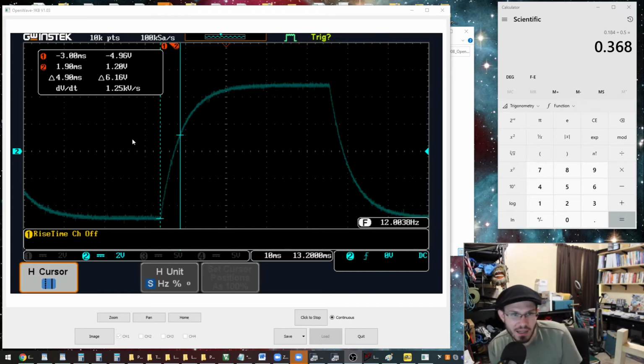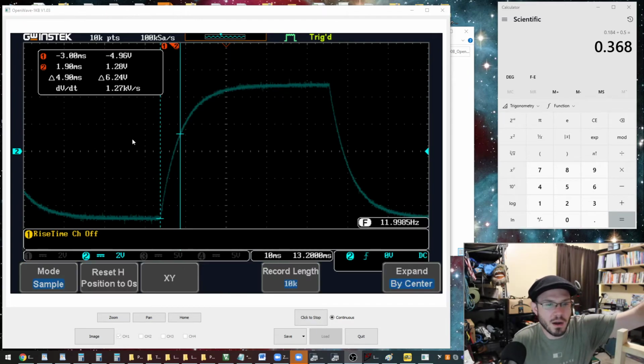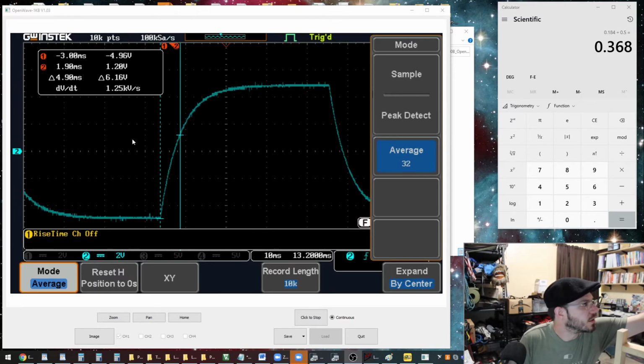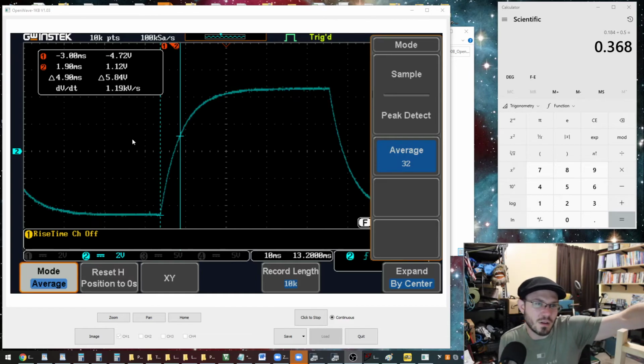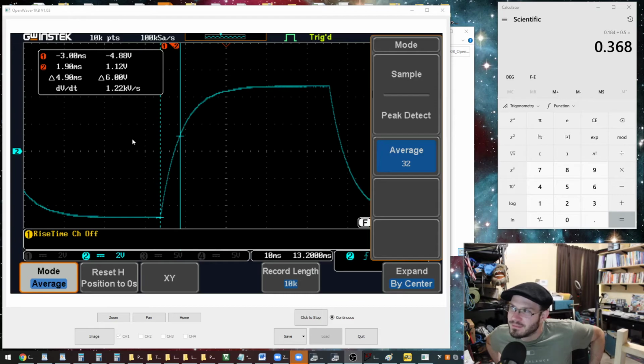You know, I might be able to get a more accurate measurement if I do some averaging on these measurements. So if I change my acquire, and we'll change the mode to be an average of, let's do 32. Yeah, it's a little cleaner. That's cheating. Only when you don't know what you're doing with it.